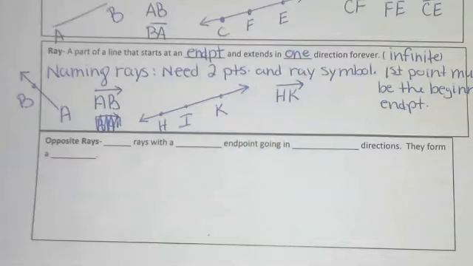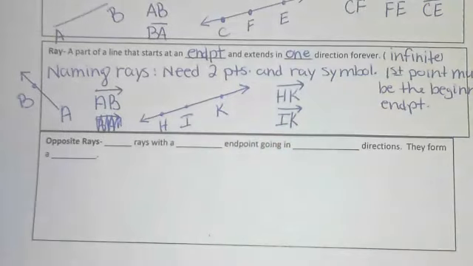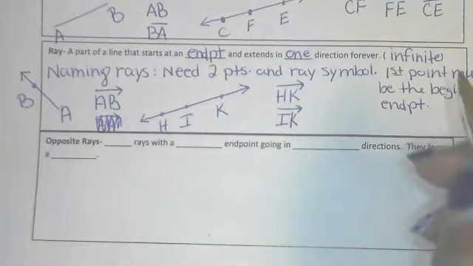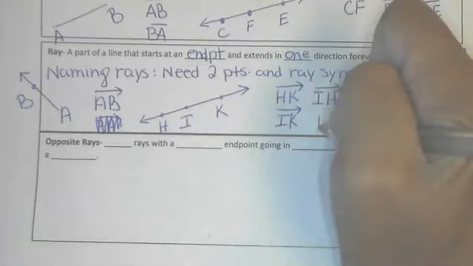Find another ray different than the one Rodney just named. John. IK. He's starting at I, walking to K, and keep going. Another? Aiden. IH. He's starting at I, walking to H, and keep going. Any others? Yes. KH. His starts at K, goes to H, and keeps going.